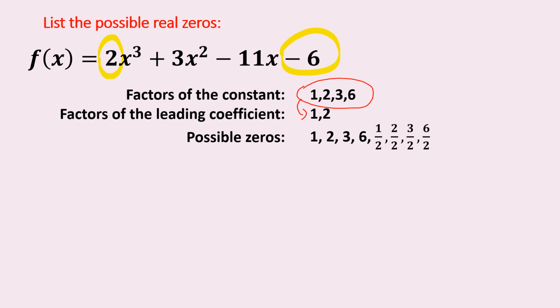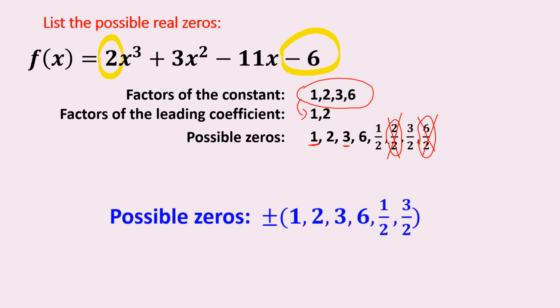Now when we list them all out, we see that some of them are duplicated. For example, 2 over 2 right here equals 1, which is already in our list. That being said, we don't really need to write that a second time. Same thing with the 6 over 2, that equals 3, and 3 is in our list already over here. So we don't need to write that. As a last step, our possible zeros could be positive or negative. So we have plus or minus 1, 2, 3, 6, 1 half, and 3 halves.